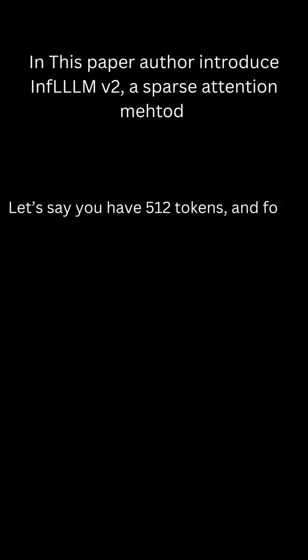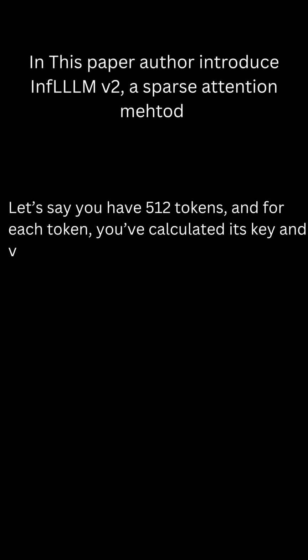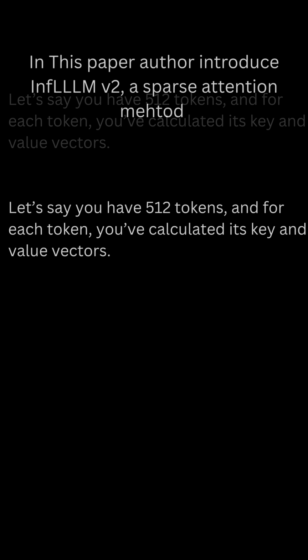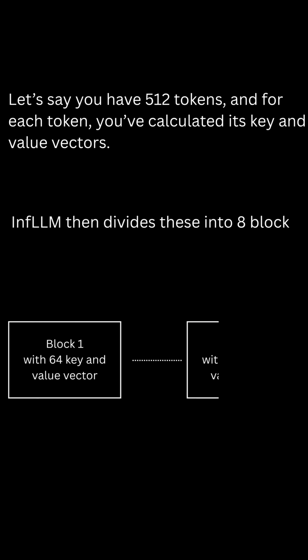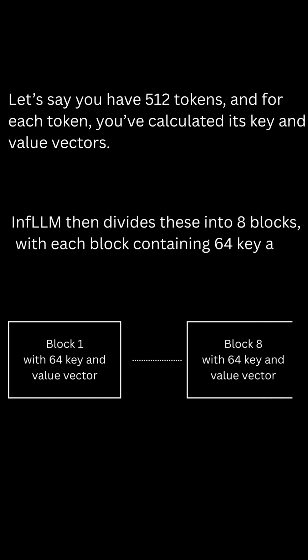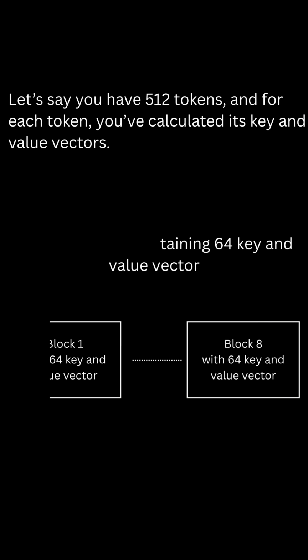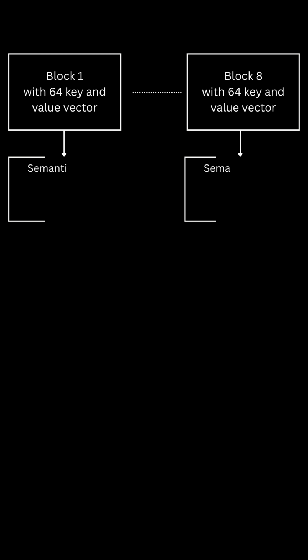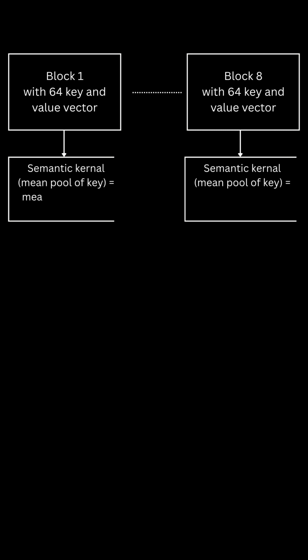In this paper, the authors introduce InfLLM version 2, a sparse attention method. Let's say you have 512 tokens, and for each token, you've calculated its key and value vectors. InfLLM then divides these into 8 blocks, with each block containing 64 key and value vectors. For each block, we compute a semantic kernel, which is simply the mean of all key vectors in that block. You can think of this as a summary or a representative vector for the entire block.